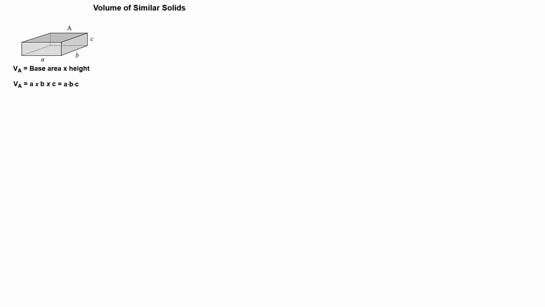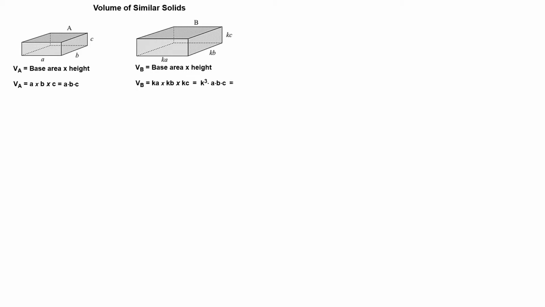If the sides of this prism are multiplied by a scale factor of K, a similar prism is obtained. The volume of this new prism is base area times height, Ka times Kb times Kc. The new volume is the old volume times K cubed.